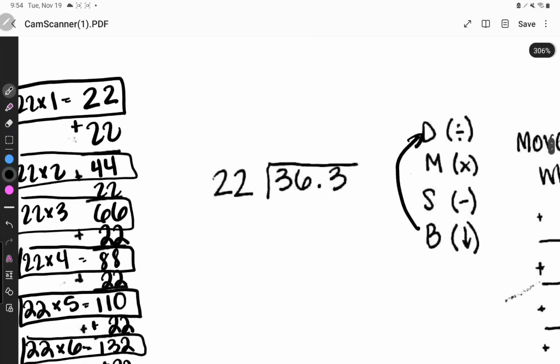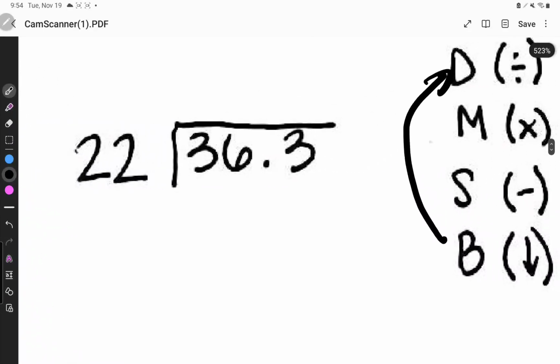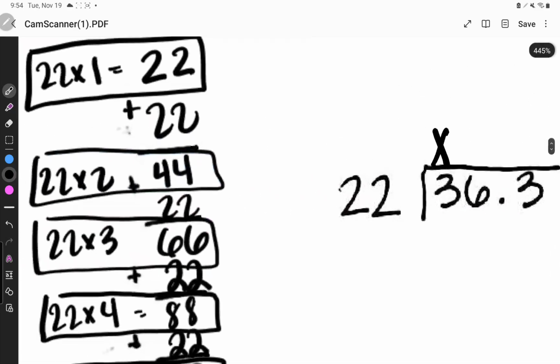Okay, so we start by looking if 22 goes into 3. Now, if I have 22 friends and I'm trying to break up 3 candy bars to give to 22 friends, I can't do that. 22 doesn't go into 3 because it's bigger than it. Then I have 22 going into 36.